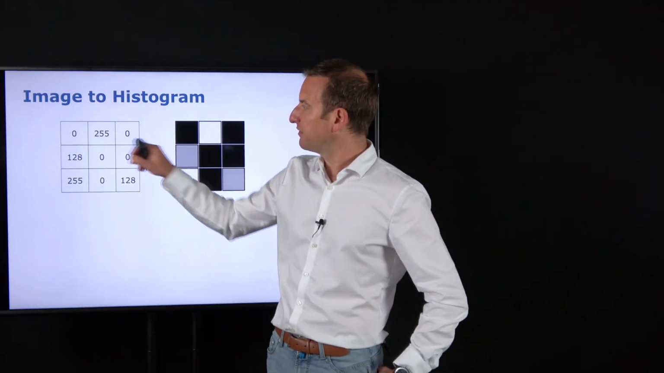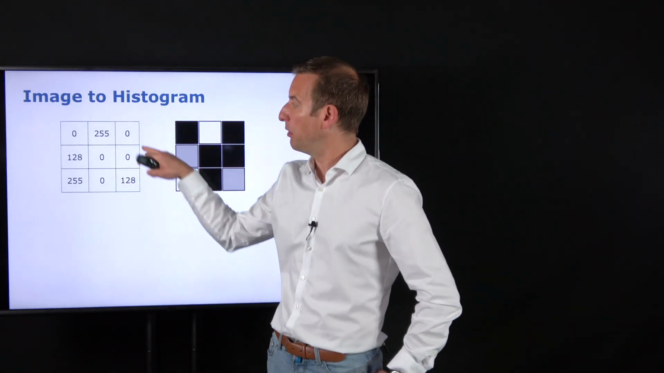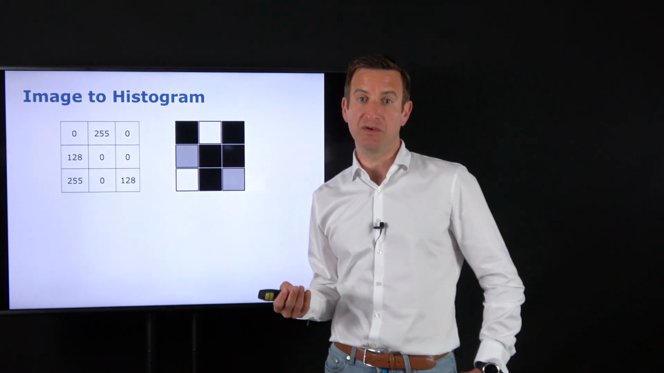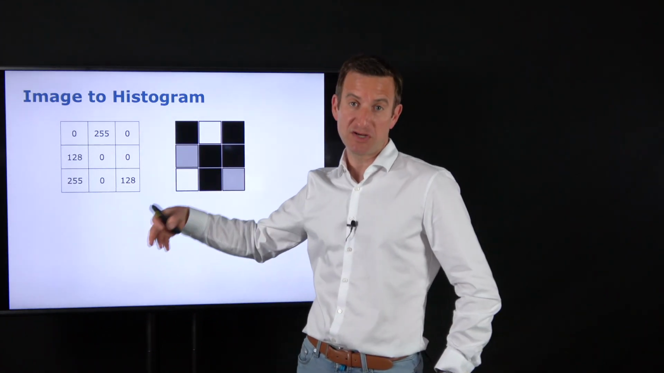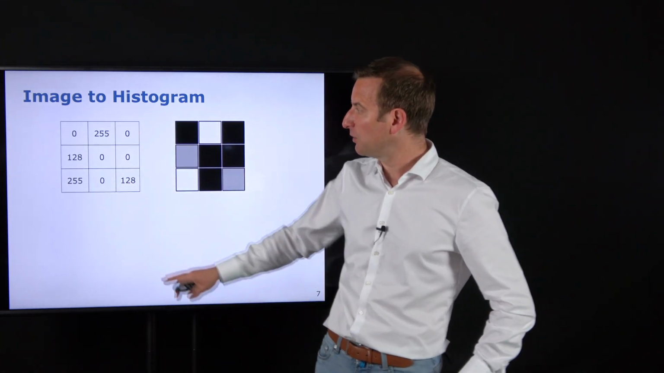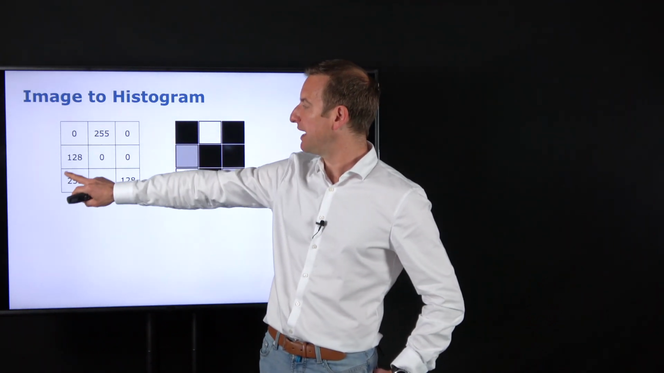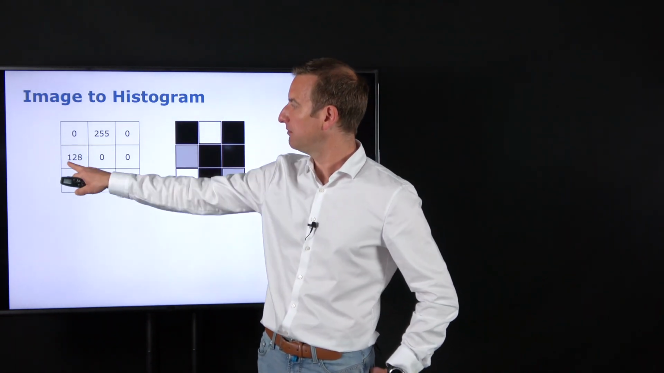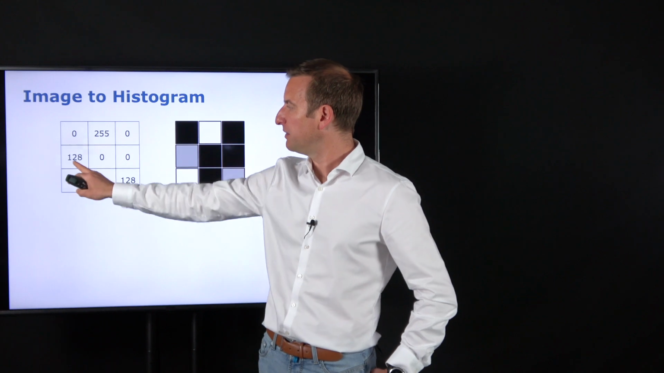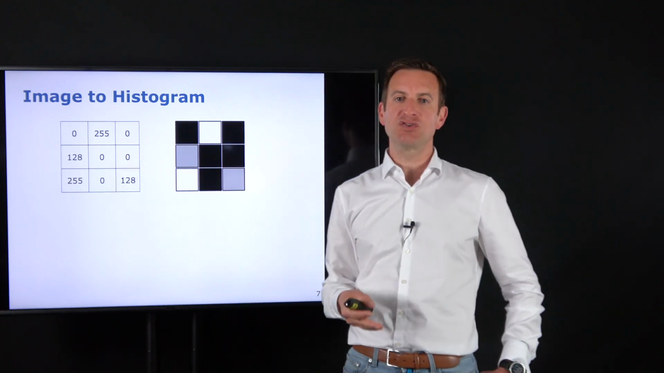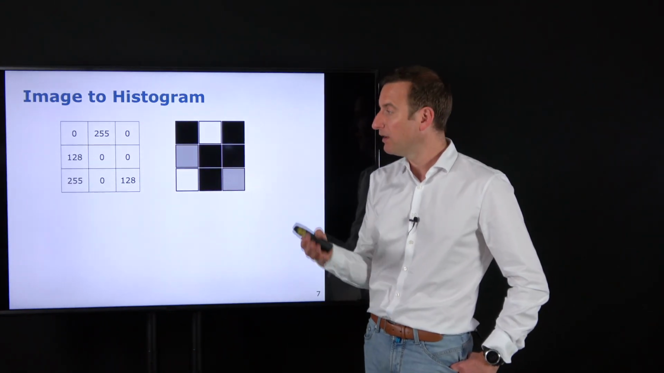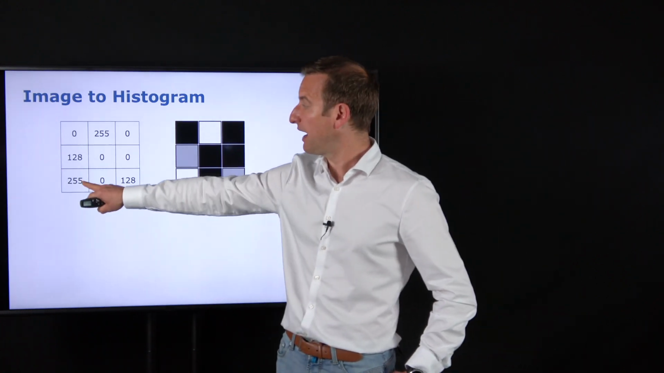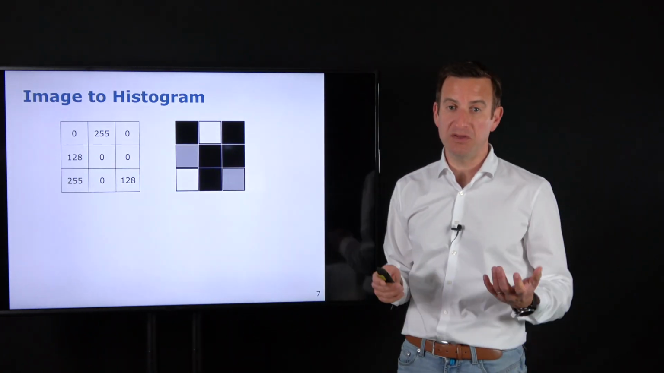Let's say, how often does the intensity value 1 occur? Oh, never. So h of 1 would be 0. h of 2 would be 0. h of 3 would be 0. Until we reach h of 128. h of 128, again, looking through all the pixels, say, it appears here, it appears here. So h of 128 will be 2, and so on and so forth. And h of 255 will also be 2.